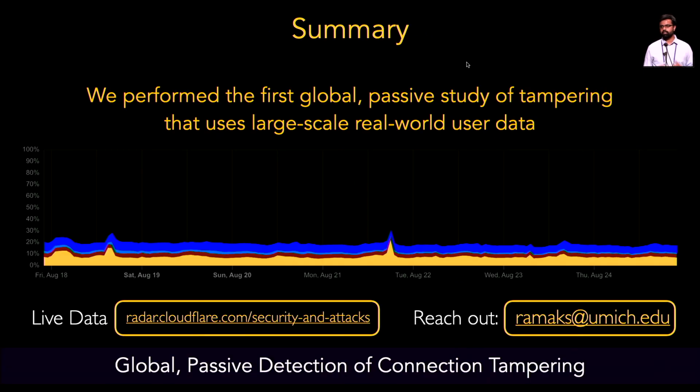Okay, so to summarize, we performed the first completely passive and global study of connection tampering. Thanks to the extensive efforts of the people on the paper, the teams at Cloudflare, and especially the Cloudflare research and Radar teams, our techniques are deployed live at Cloudflare. And right now, you can go to Cloudflare Radar and see the live real-world data that we are collecting about connection tampering.